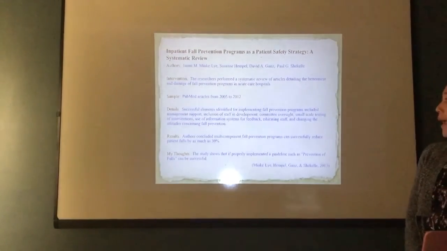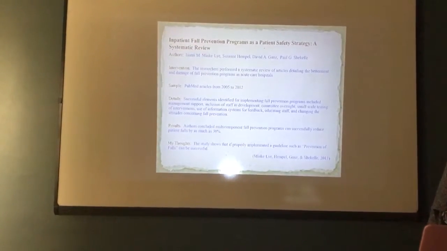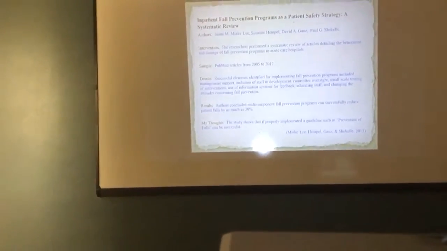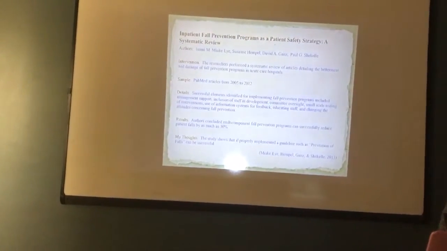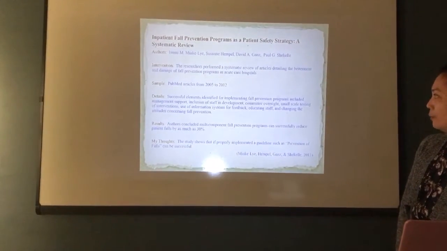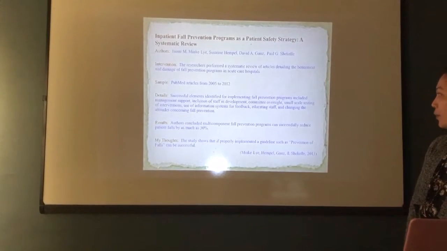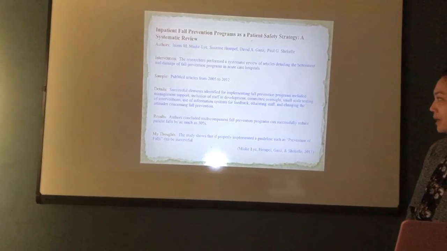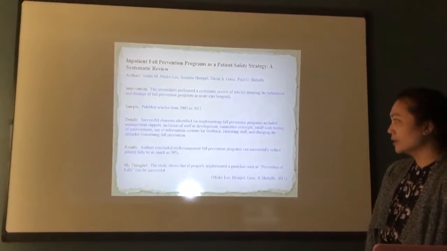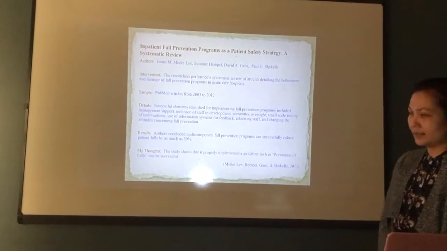Detail: successful elements identified for implementing fall prevention programs included management support, inclusion of staff in development, committee oversight, small-scale testing of interventions, use of information systems for feedback, educating staff, and changing the attitudes concerning fall prevention. Result: authors concluded multi-component fall prevention programs can successfully reduce patient falls by as much as 30%. So my thought for this research article is the study shows that if properly implemented, a guideline such as prevention of falls can be successful.